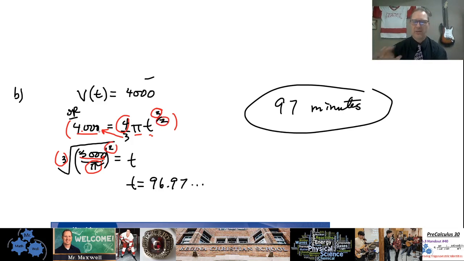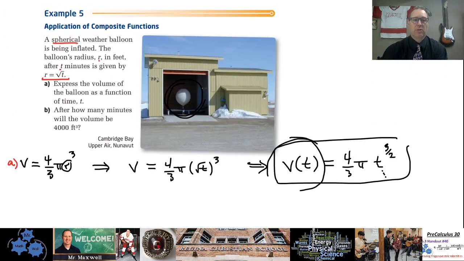Hopefully you should know how to do that, but that would be another video if you need help with that. But t should come out to, when you just plug this into your calculator, 96.97 or 97 minutes. And of course, you look at the question, t is in minutes. So whatever the number is for t that you get, that means it's minutes. And r, the radius, is in feet if you're asked a question about the radius.